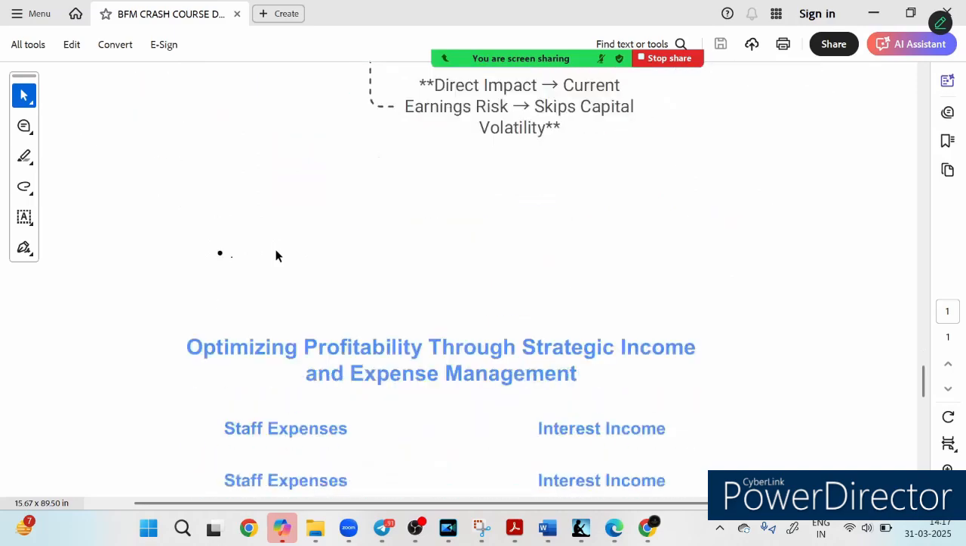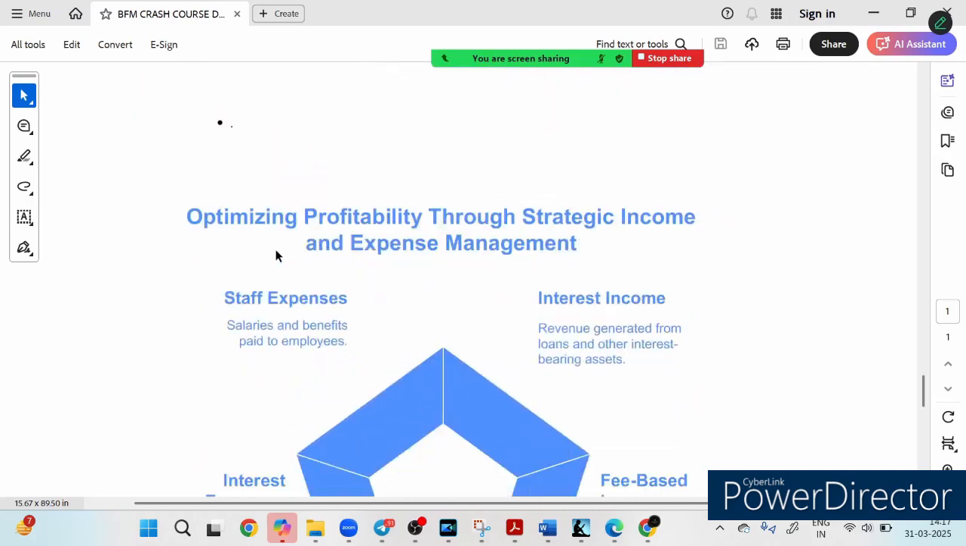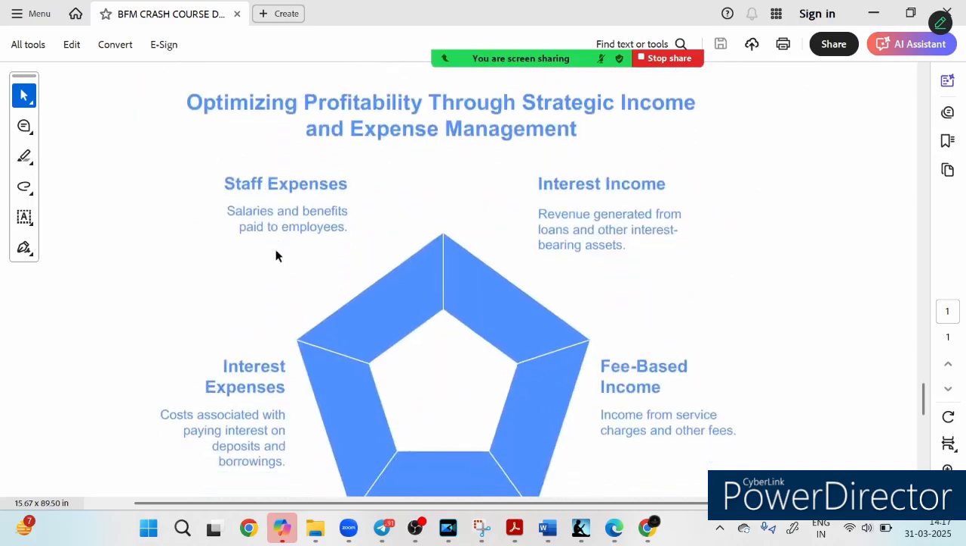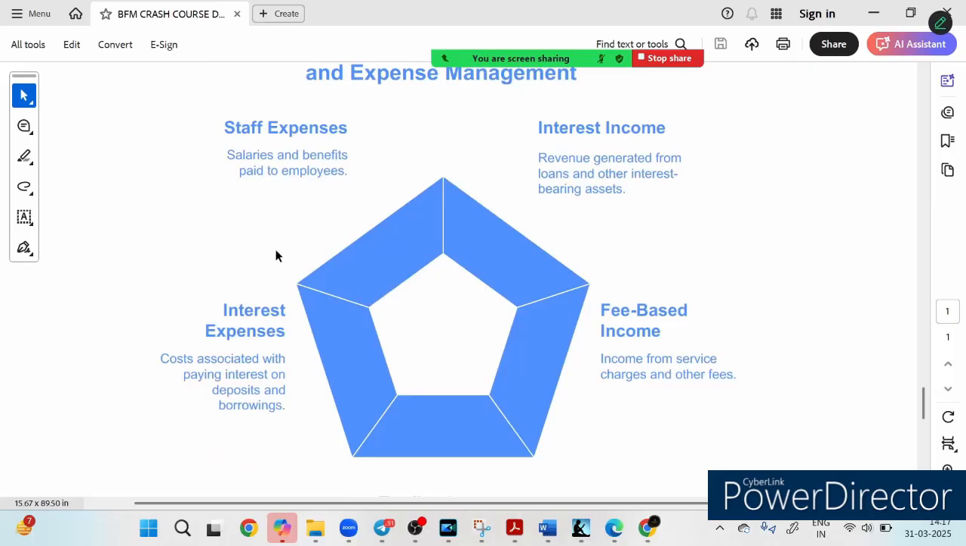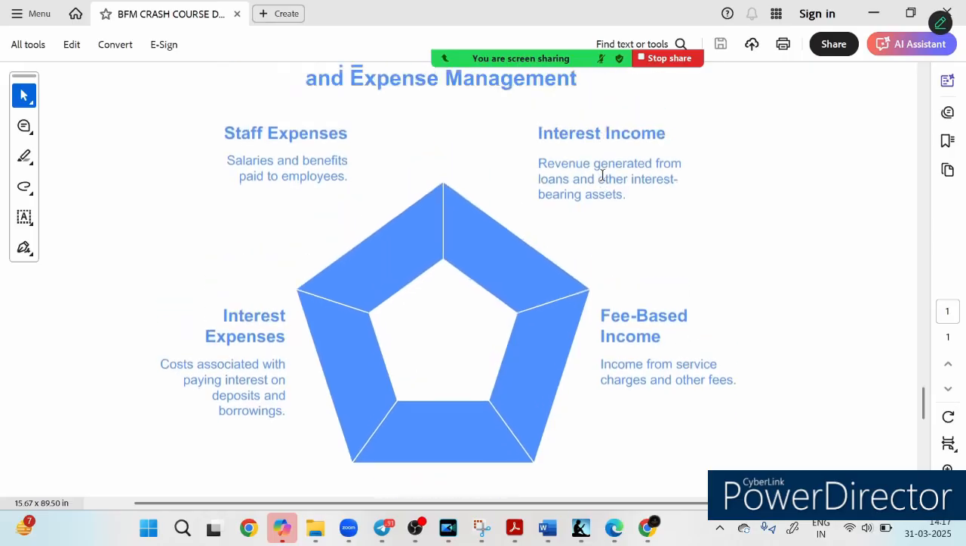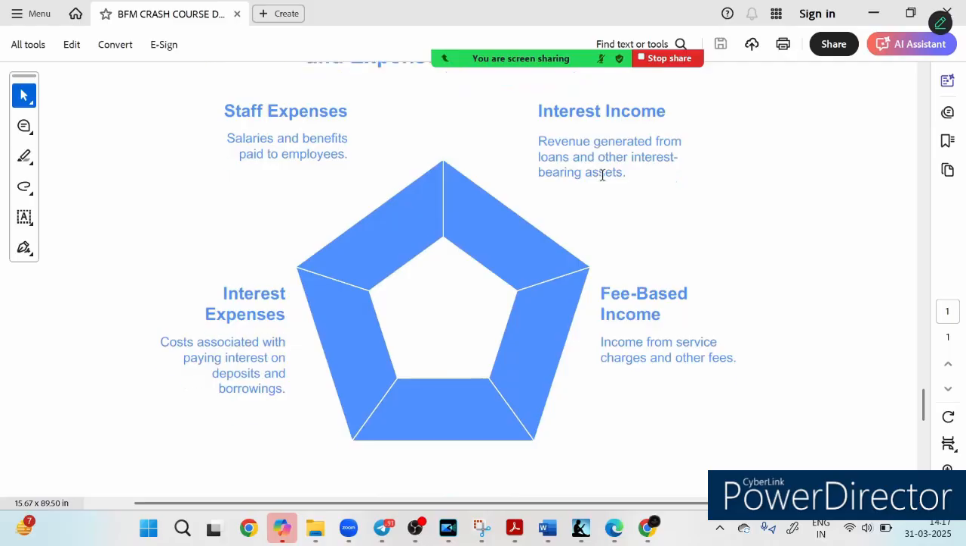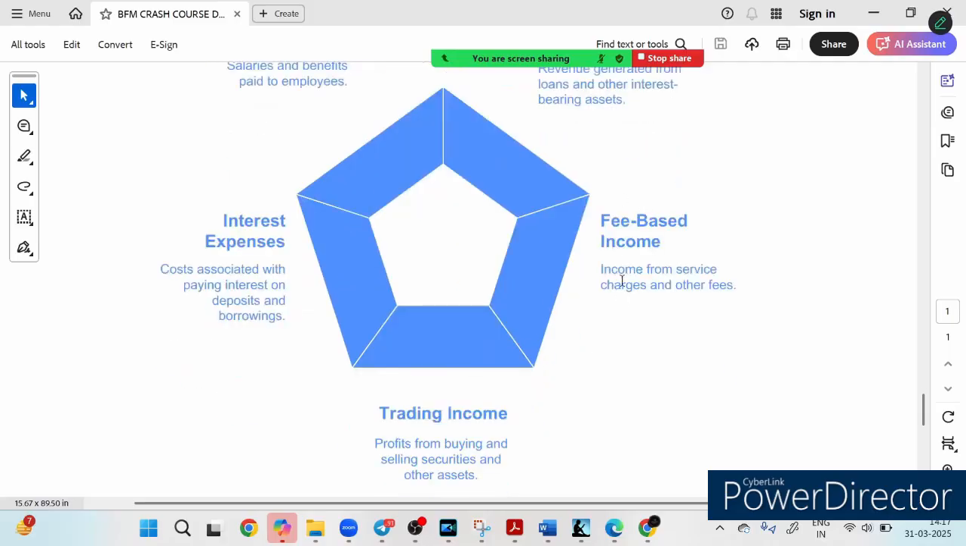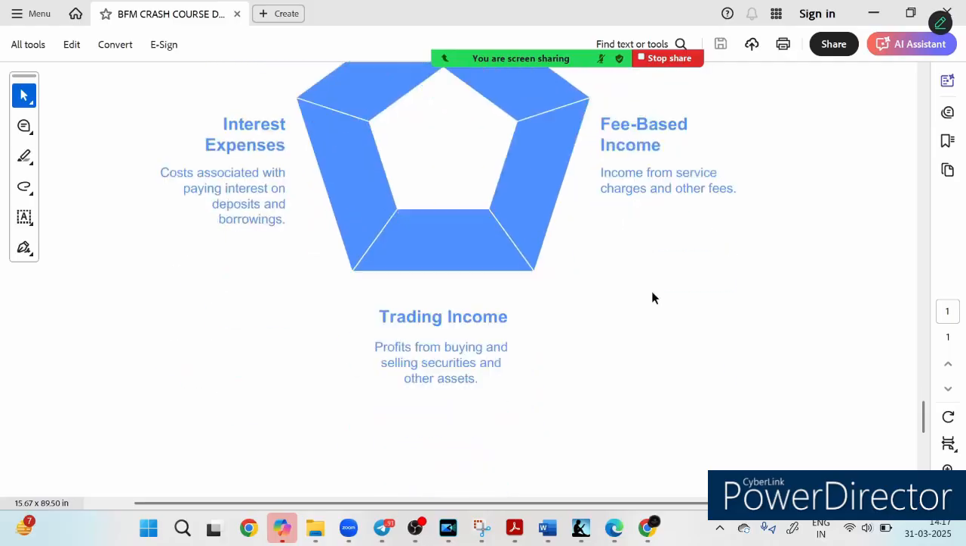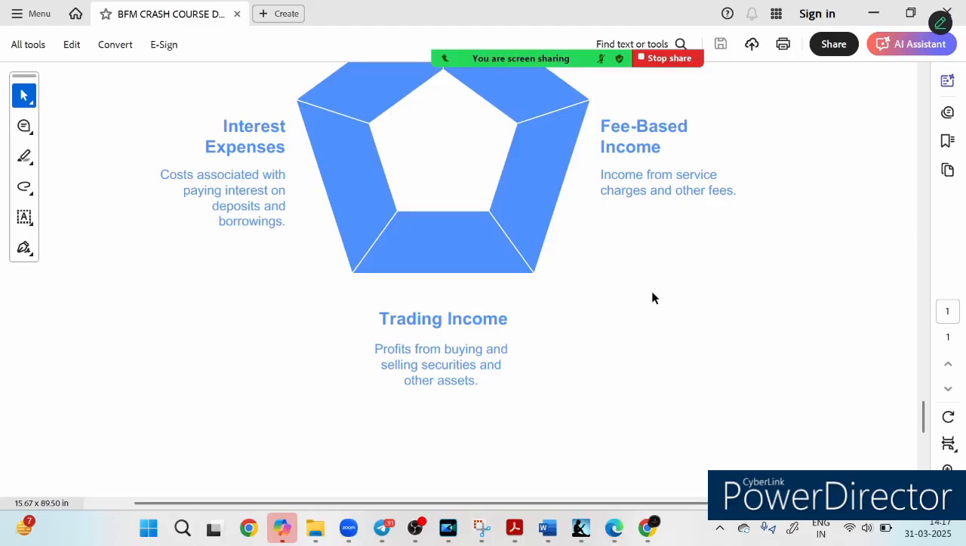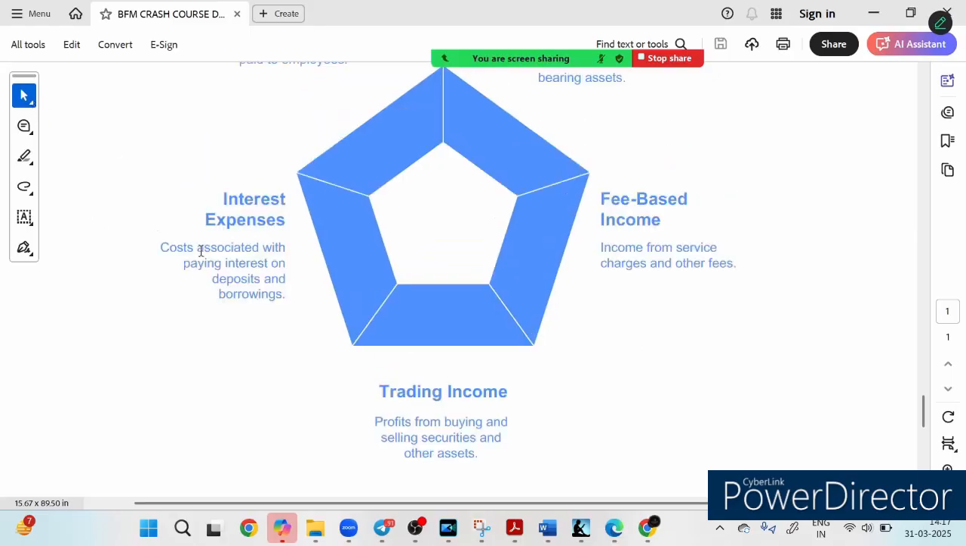Now friends, the last topic we have is optimizing profitability through strategic income and expense management. So first of all, you see staff expense, which means the expenses that a bank incurs. Staff expense means salary and benefits paid to the employees. Interest income means revenue generated from loans and other interest bearing assets. Fee based income is an income part, like income from service charges and other fees. Trading income is there, where the bank buys and sells securities and other assets. Interest expense is there. This is one of the major expenses.